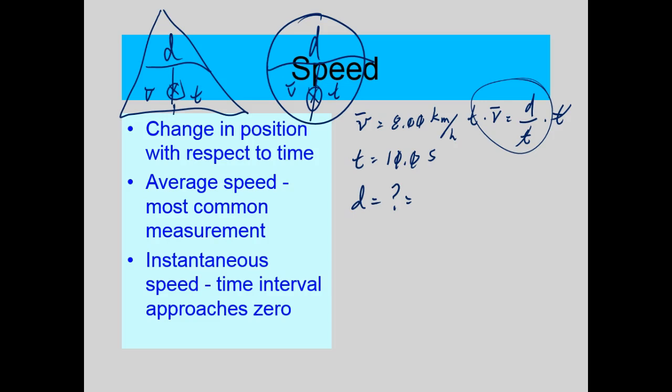So let's get that to meters per second. Before we do anything else, let's do that. 8.00 kilometers per hour. When you multiply this by, now these are conversion factors.